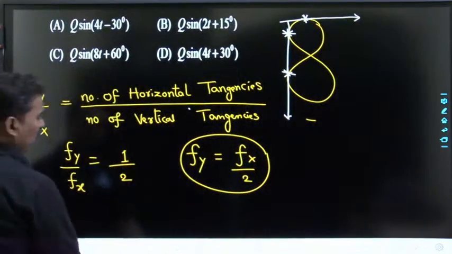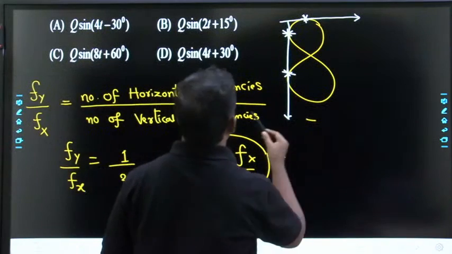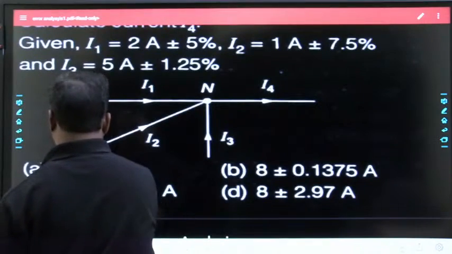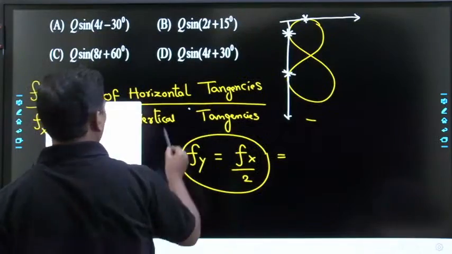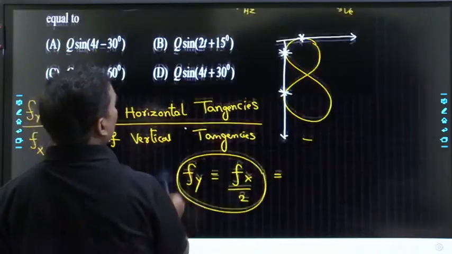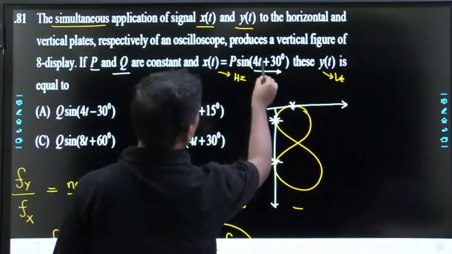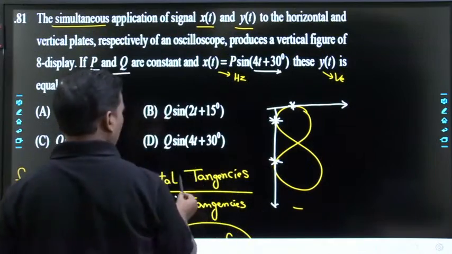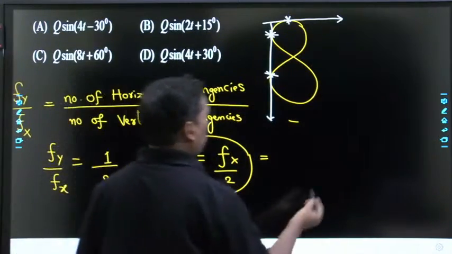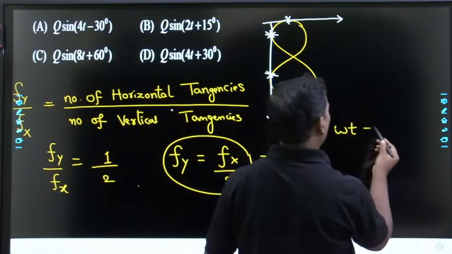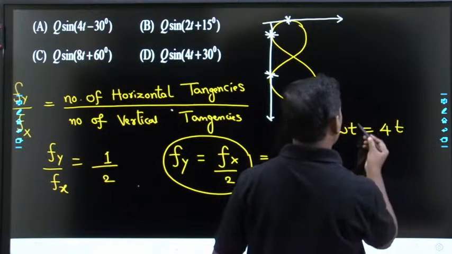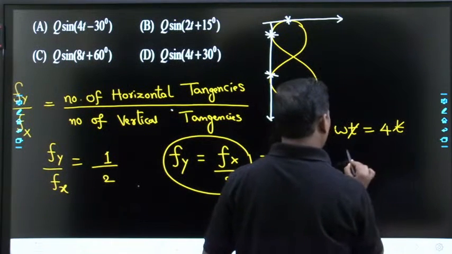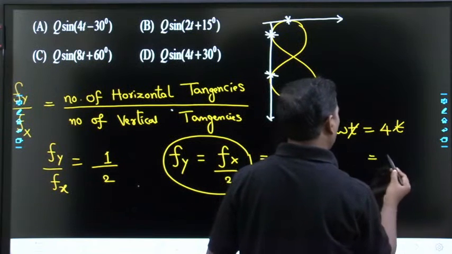Okay, so frequency of the X is how much? Sin omega T, that is 4T. Omega T is 4T. That means omega is equal to 4. So half of that will be 2 na.